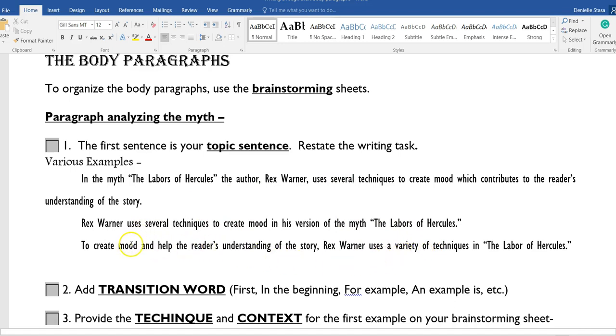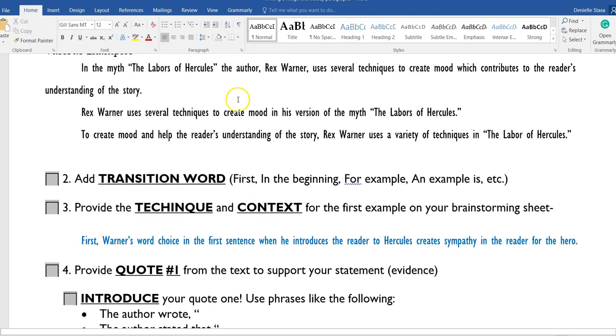I mentioned mood, that he's creating mood using techniques to create mood in each one, the author's name in each one, the title of the myth in each one. In two of them, I also add in about it contributing to the understanding of the story. So that is a good thing to include since it's kind of the focus on what the mood's doing for us. But if you feel that that's a little overwhelming and complexity, then you can simplify it down and just focus on the techniques to create mood.